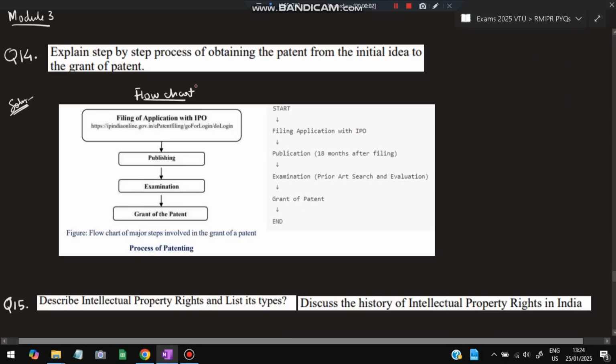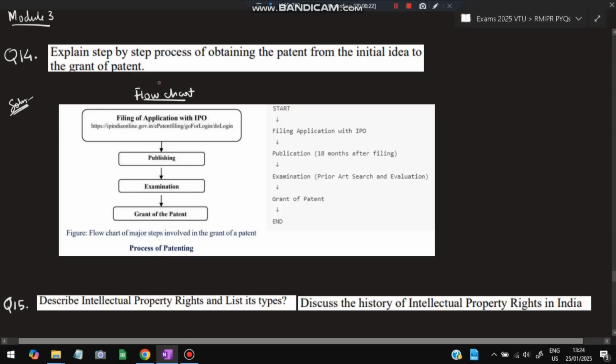Moving on to module 3, the first super important question is: explain the step-by-step process of obtaining a patent from the initial idea to the grant of a patent. Okay, if you have an idea which you think can be patented, there are some steps to be followed which we'll be discussing in this video, and in each of these steps there are a few key points which I'll be explaining. So listen carefully to what I say.